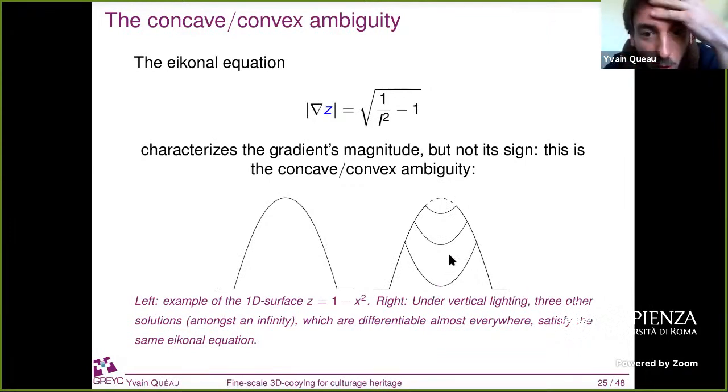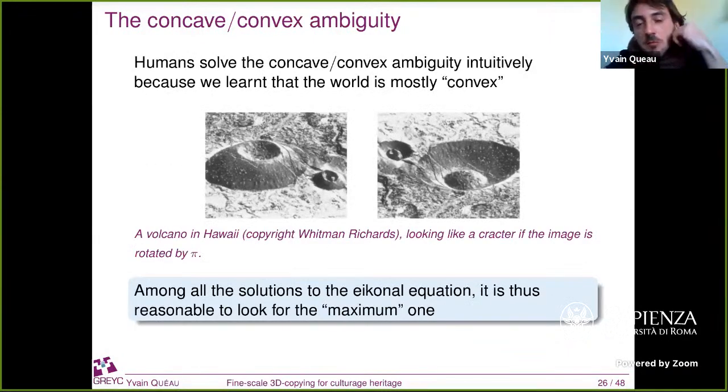So now the question is, how do I pick one? Well, here I have to put some prior information on the surface. For instance, what the people from the PDE community did is look for the maximum viscosity solution of all of this, saying essentially that I will prefer this one, the one on the top. And why so? We can understand it as follows: the world is mostly a convex world. So usually it makes more sense to look for something which is convex than something which is concave.